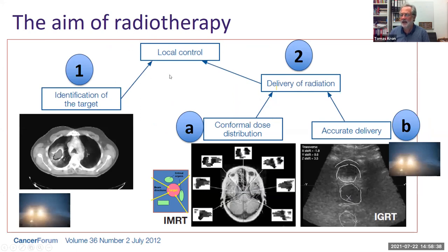objective, which is really about local control. The local control then breaks down into the identification of the target and the delivery of radiation there. The delivery of radiation breaks down again into the distribution of the dose, which is basically what we've talked about in terms of the geometry process, and the accurate delivery, which is basically the image guidance. So high quality imaging and good interpretation of imaging cuts through that fog in the previous slide and identifies the target, and at the same time identifies it over and over again during the treatment delivery.